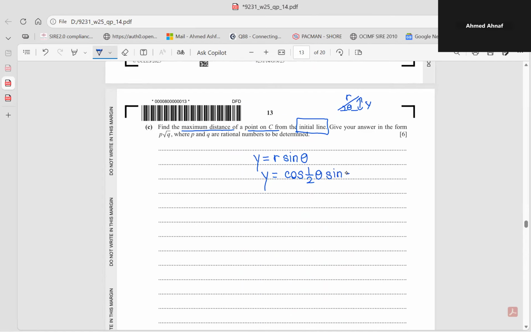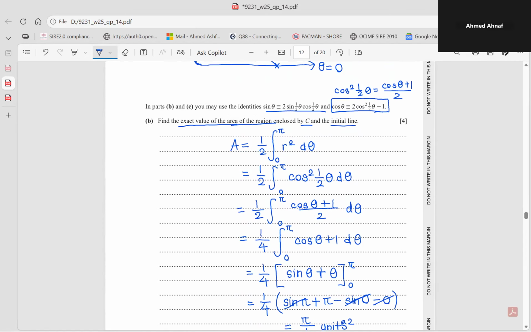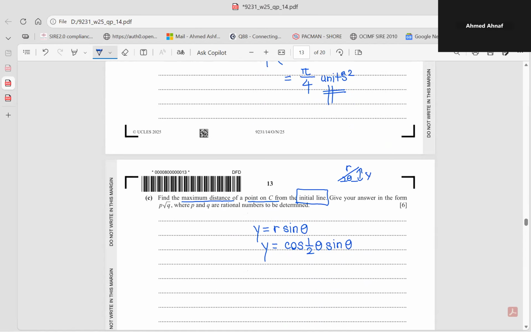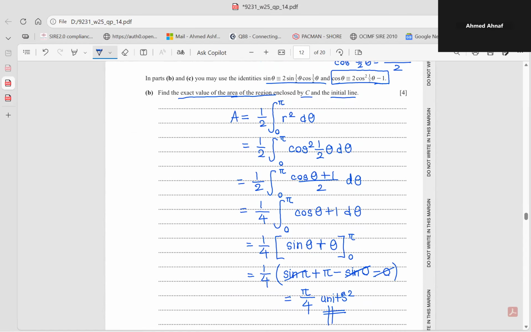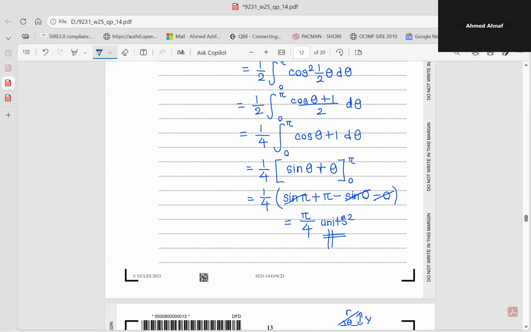And yeah, so y is cosine half theta sine theta. Okay, to make things easier, I think we have to express sine theta in terms of half theta. For that, we can use this identity here: sine theta equals 2 sine half theta cosine half theta.